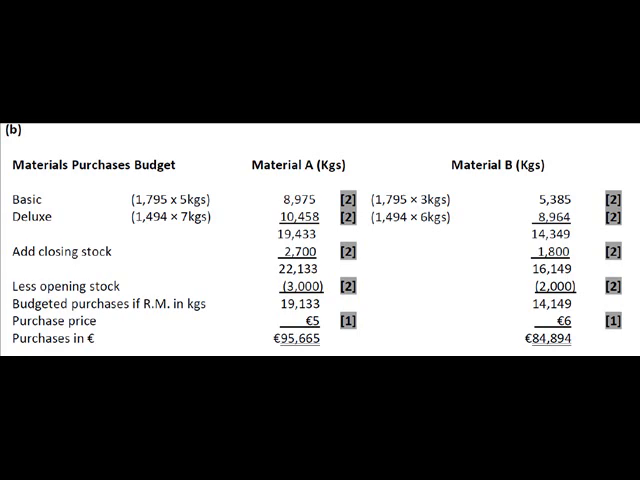So our 19,433 kilograms of material A to cover production, plus the 2,700 kilograms for the required closing stock, brings us up to 22,133, less the 3,000 kilograms of material A that they have already, means we need to purchase 19,133 kilograms of material A, and the budgeted purchase price during the year is €5 per kg. So we plan to spend €95,665 on purchases of material A, and check out material B then for yourself.